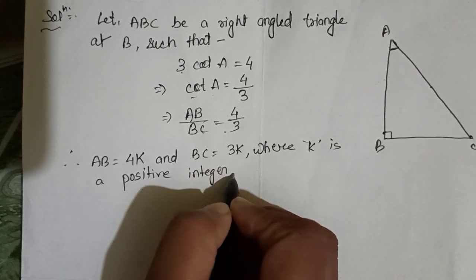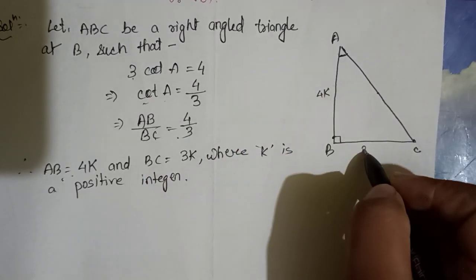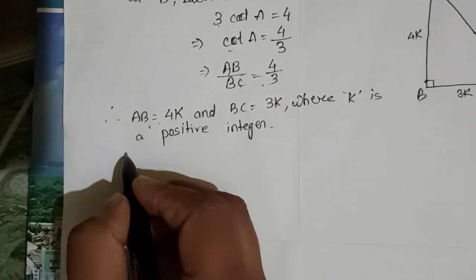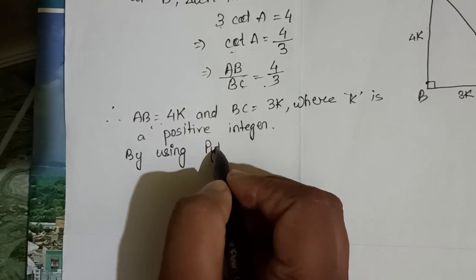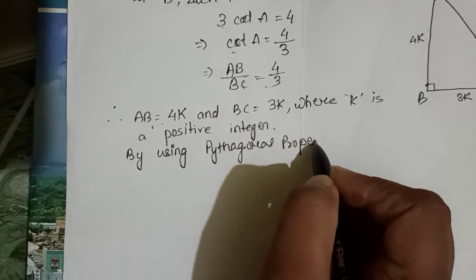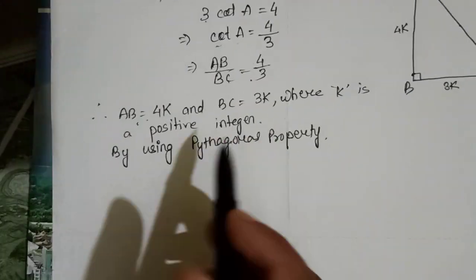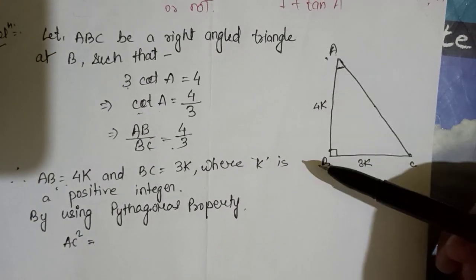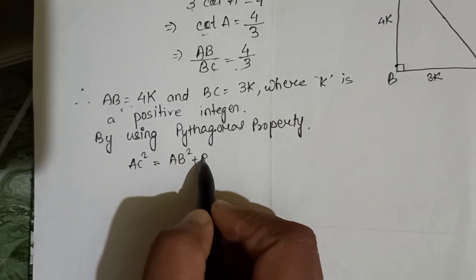So now here we have AB equal 4K, BC equal 3K. Now we have to find AC by using the Pythagoras property. So what is our Pythagoras property? It is hypotenuse square first. AC is our hypotenuse, so AC square equals height square plus base square. Height is our AB, base is our BC, so AB square plus BC square.